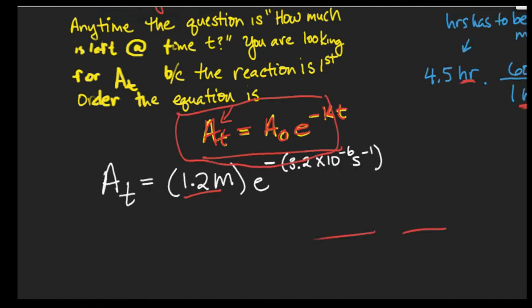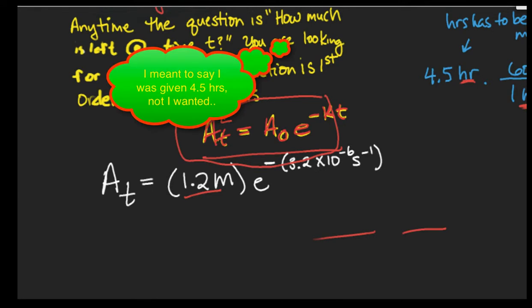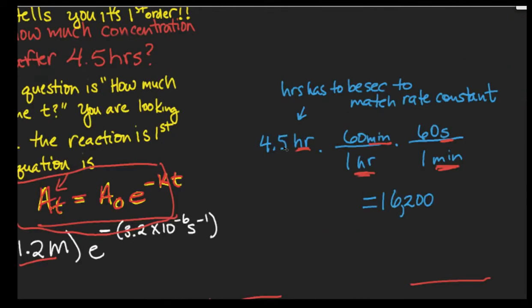So now, when I plug in, I have the original molarity, and I plug in my rate constant k, which goes up here in the exponent. And once I plug those things in, I realized that I need my time in seconds, and I wanted 4.5 hours. So what you have to do is convert the 4.5 hours into seconds.